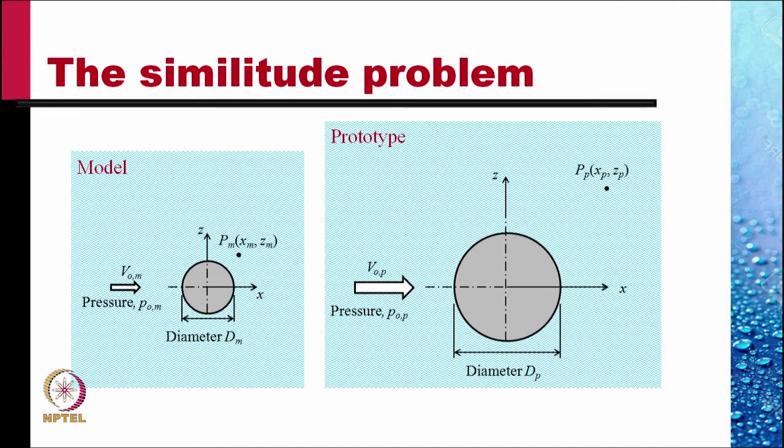We have not conducted the prototype experiments, we have conducted only the model experiments. But we are able to predict the results for the prototype. If we can do that, then we have handled the similitude. Why the word similitude? Because if we are able to do this, then it means the flow over the prototype is similar in some fashion with the model.